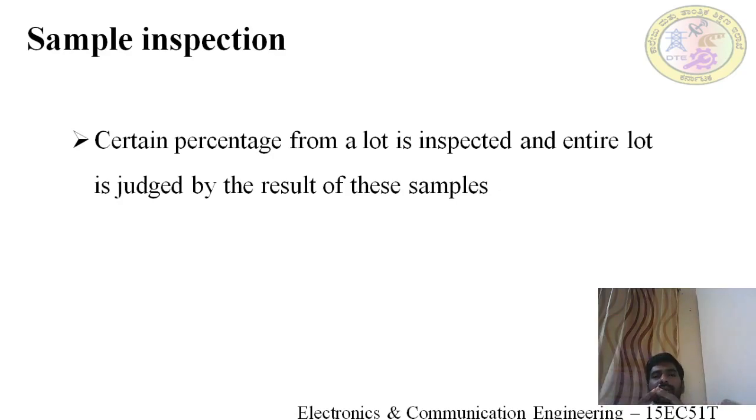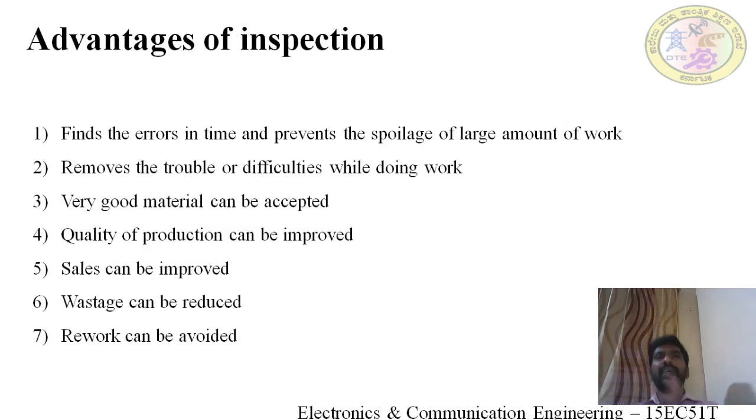The other kind of sample inspection is a blood test. See, in a blood test they take only a few drops from your body and test them. The result from the few droplets is the same as for your entire body's blood. This is called sample inspection. A certain percentage from the lot is inspected, and the entire lot is judged by the result of these samples. So these are the different types of sampling.